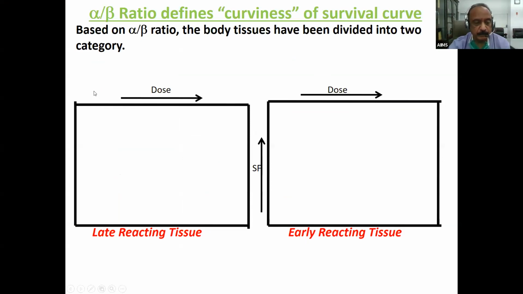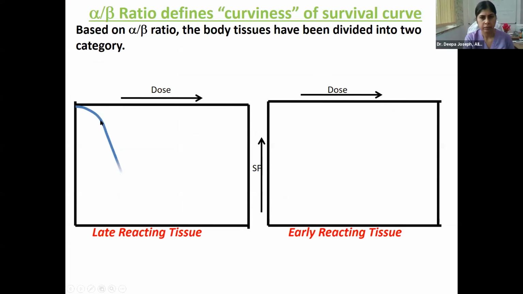So, based on alpha beta ratio, the normal tissue have been categorized into 2 categories. All of you know, they are late reacting tissue and the early reacting tissue, because they have different alpha beta ratio. And naturally, if they have different alpha beta ratio, which means that the shape of the cell survival curve will be different. So let us study the cell survival curve first for the late reacting tissue.